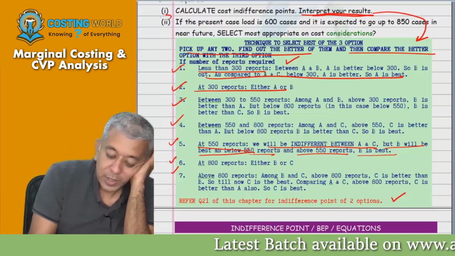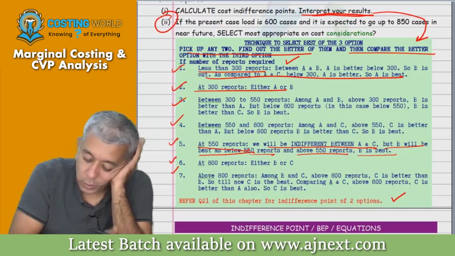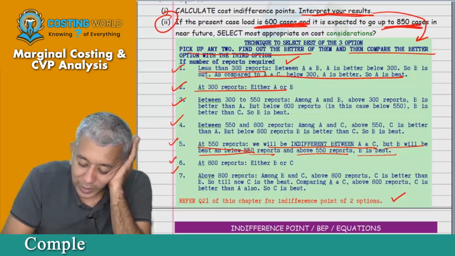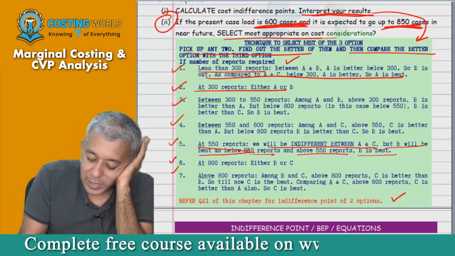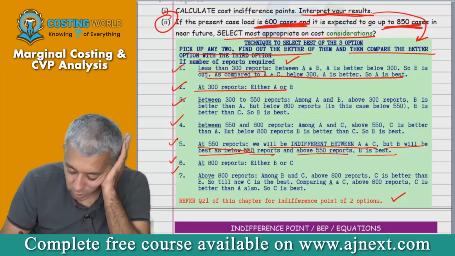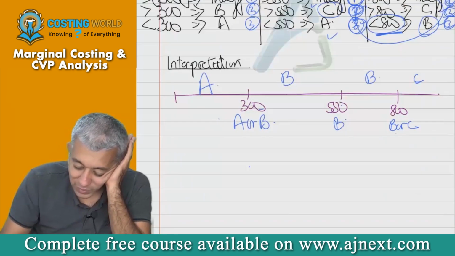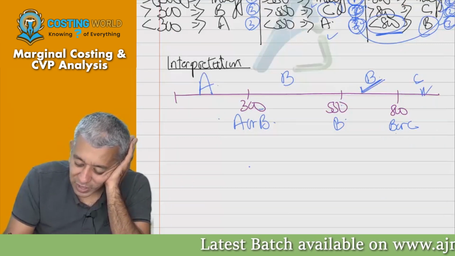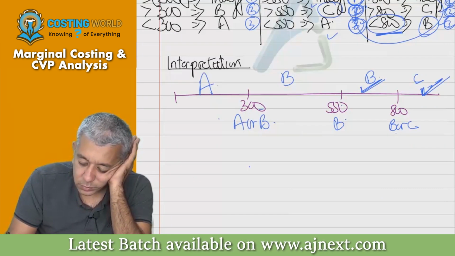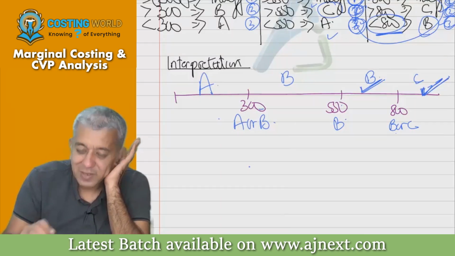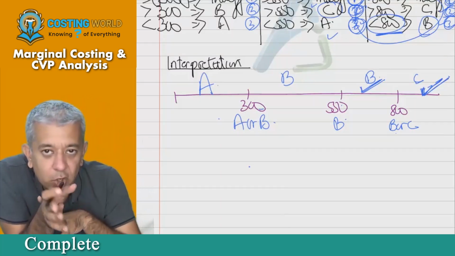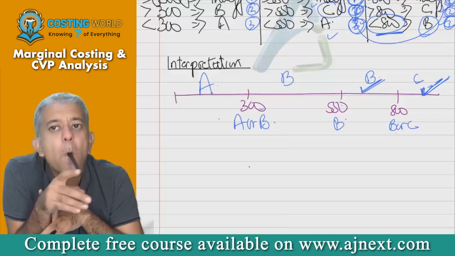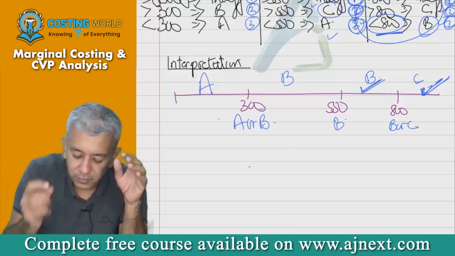Now second, if the present case load is 600 cases, and is expected to go up to 850 in the near future, select the most appropriate on cost considerations. Can we say 600 comes over here, but 850 comes over here? So currently B might be the better option, but in future C will be the best option. Yes, sir.